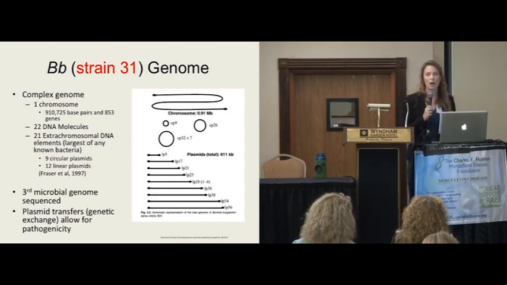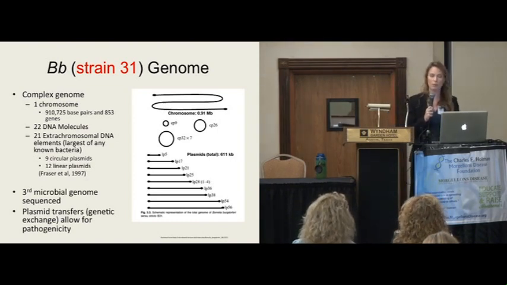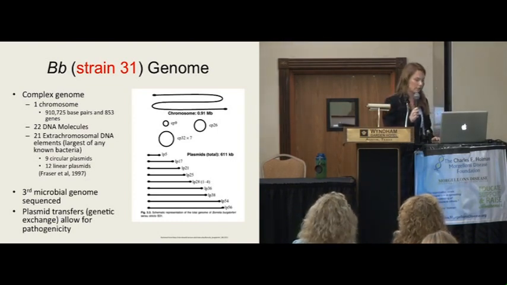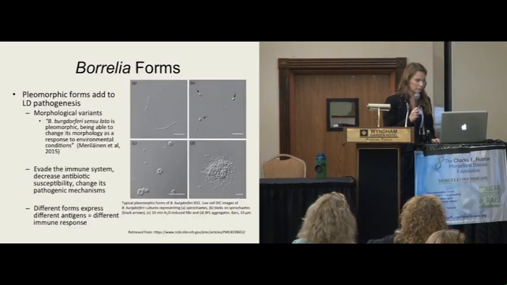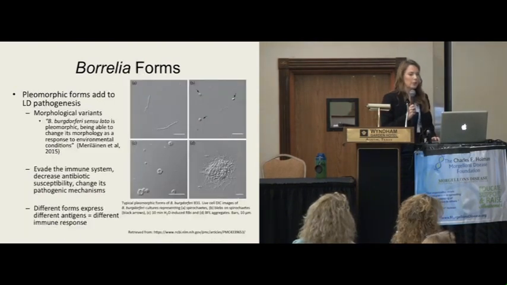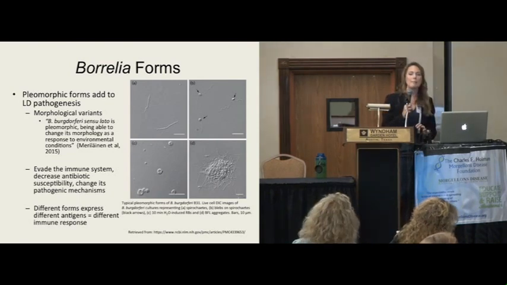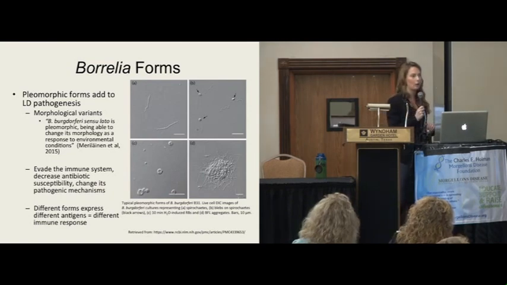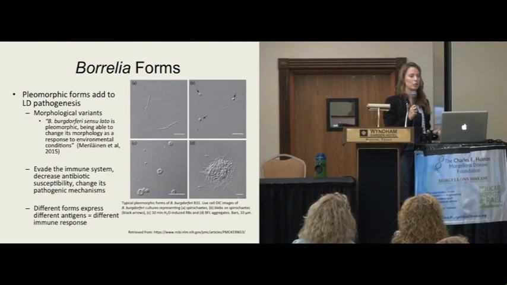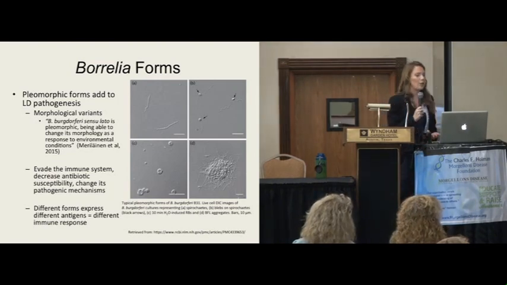So again, this is a very complex organism we're dealing with, a lot of different species and a lot of different strains. So not only is it genetically diverse, Borrelia contains many different forms as well. So you probably have heard of forms of Borrelia. Borrelia is considered pleomorphic because it has so many forms. So there are a lot of different morphologic variants.